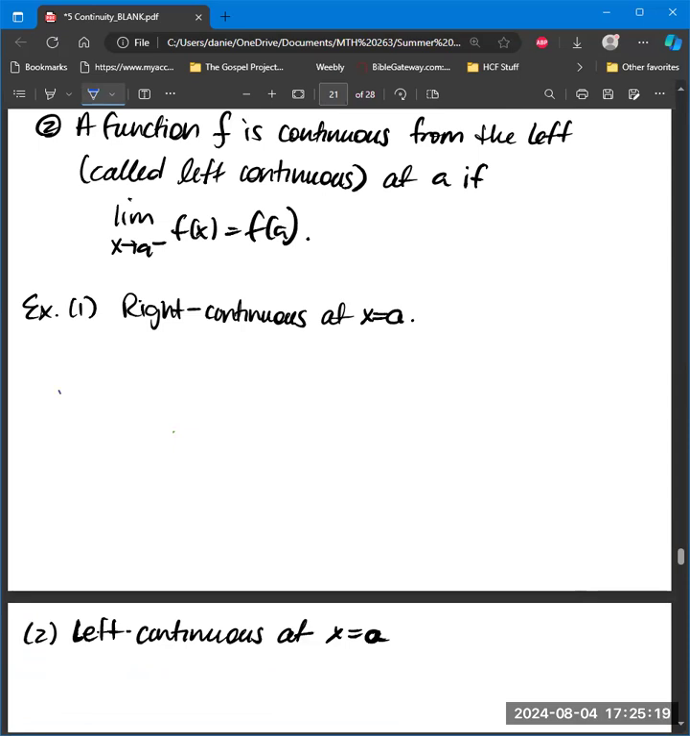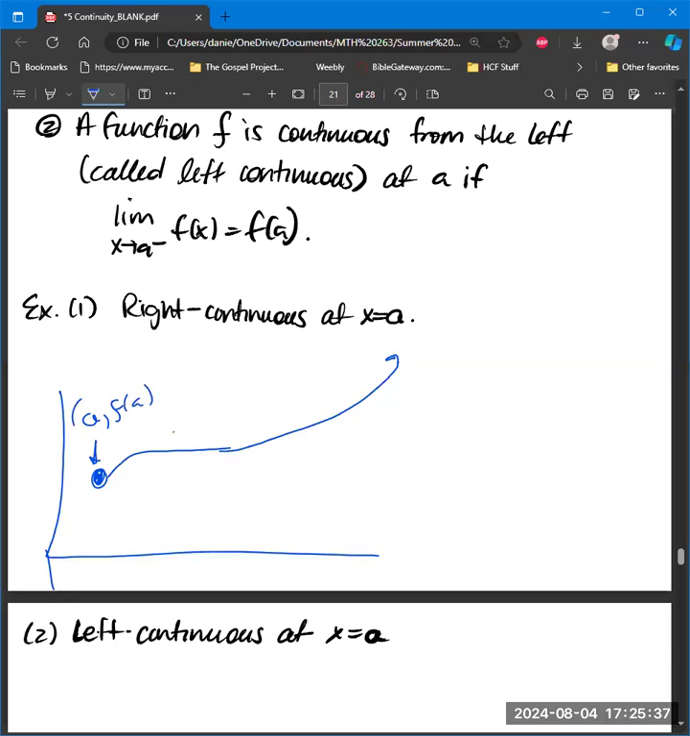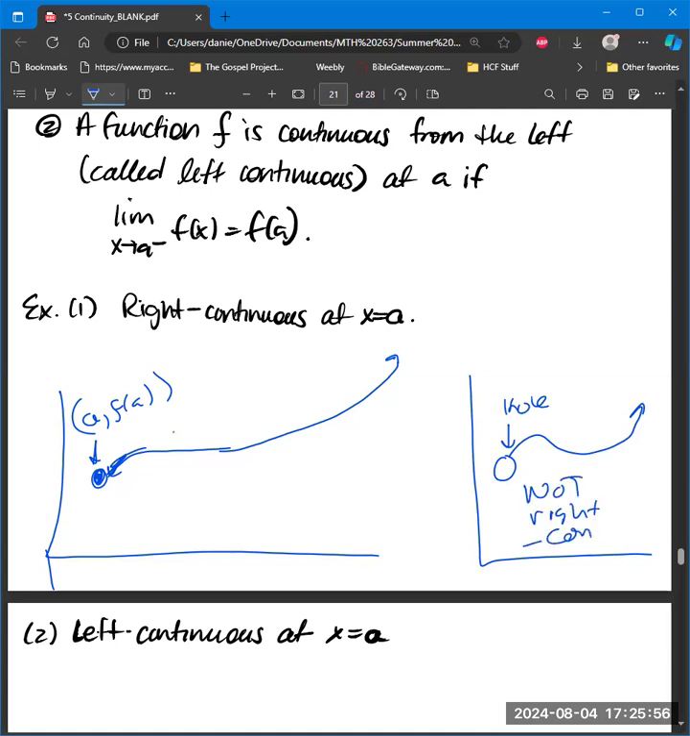An example here would look like this. Maybe this point is there, maybe it's not. It doesn't need to be there. Actually, it does need to be there. It needs to be an endpoint there. So we have f of a, and I only have behavior coming from the right. So this is right continuous. It's not going to be right continuous if I have a hole here. This is not right continuous.